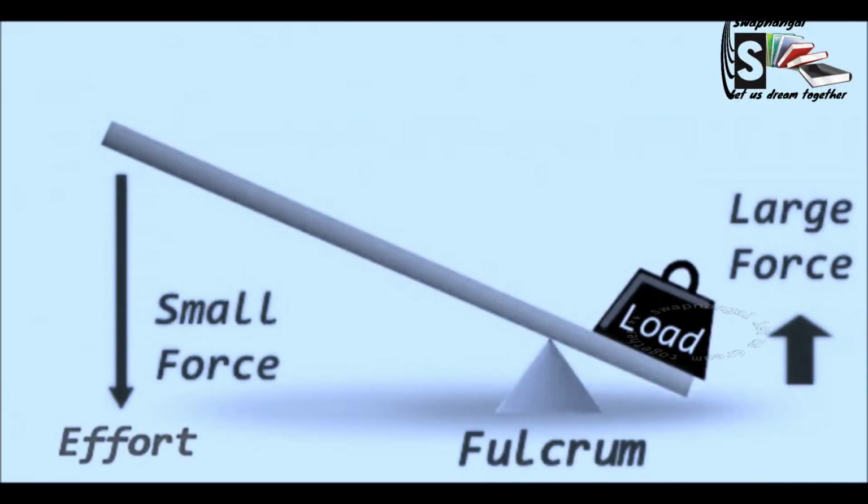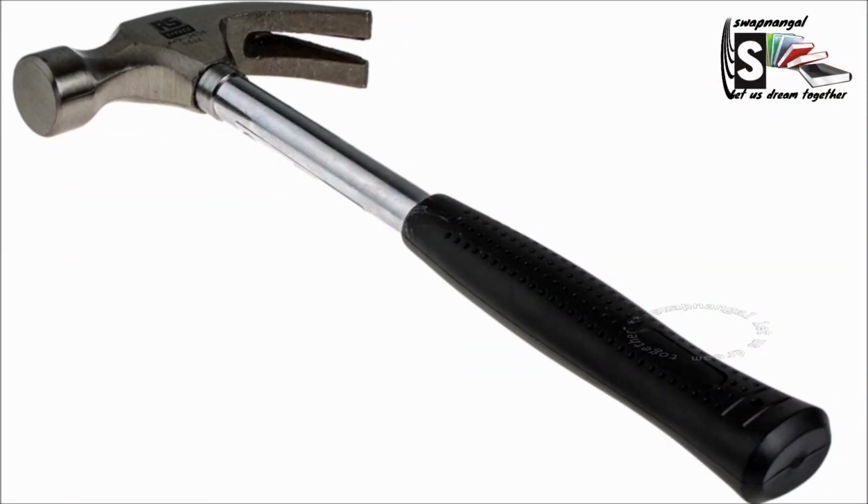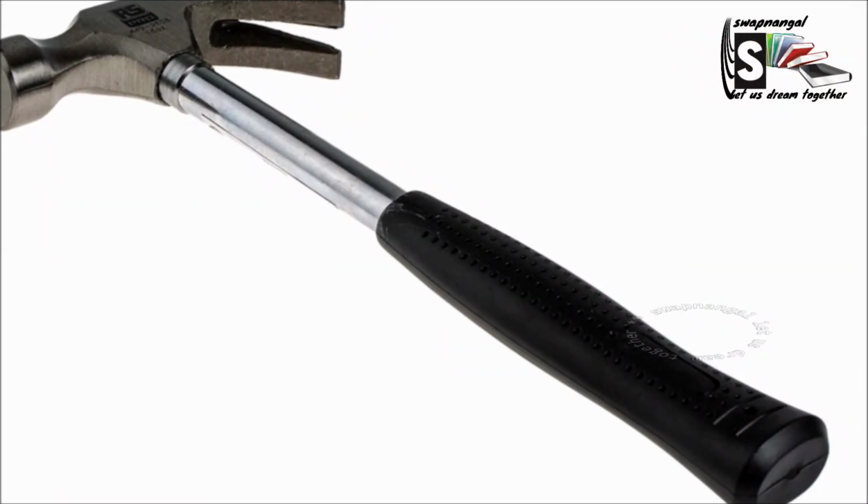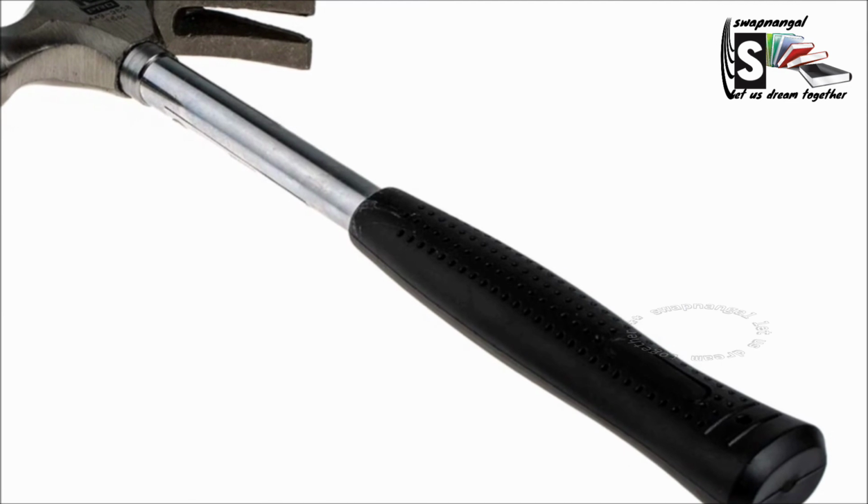The mechanical advantage in first class levers depends on the position of the fulcrum in relation to the effort and the load. In other words, the position of the fulcrum will affect the effort and the load. Let's have a look at a claw hammer. A claw hammer is a tool that is used to pull out nails.